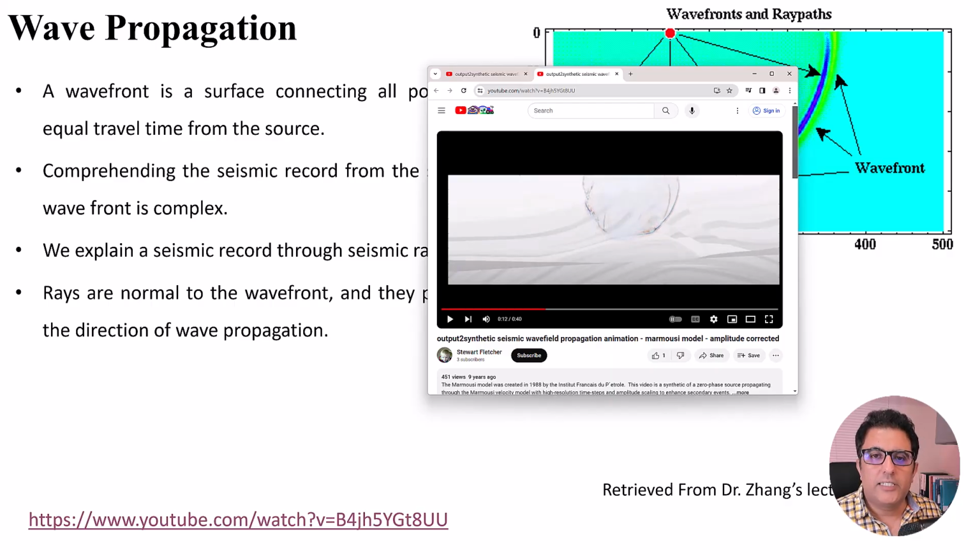Now just consider a pair of source and receiver. If you want to think about the wavefront and how the receiver receives the seismic signal in terms of wavefront, it is a very complex procedure in terms of imagination. You have to have a strong imagination in order to have some idea about the pathway of the wave, and that's the reason geophysicists use another concept, which is ray path.